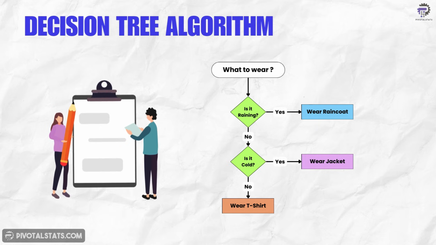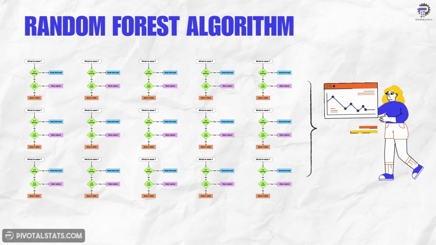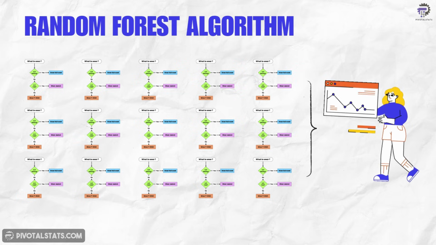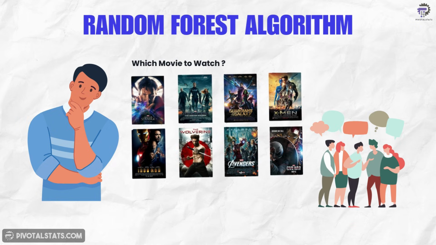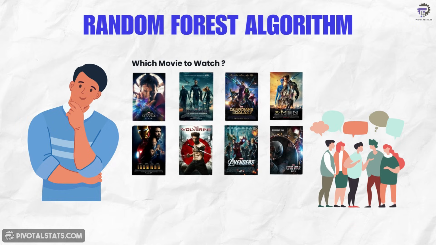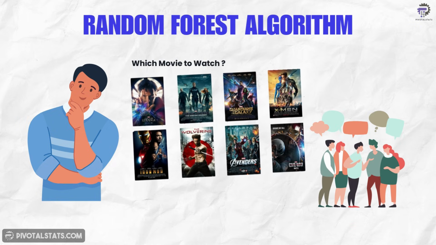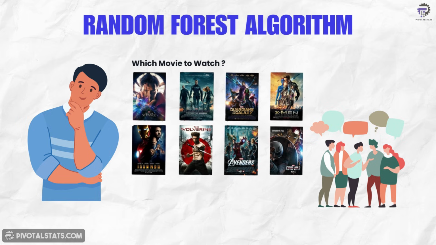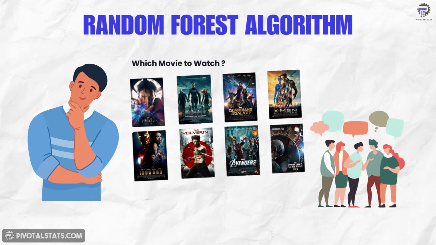Now random forest is like having a team of decision trees working together and choosing the best possible outcome. Imagine you're trying to decide which movie to watch, but instead of asking just one friend, you ask your entire group of friends and then decide based on majority votes. Random forest works exactly like that.